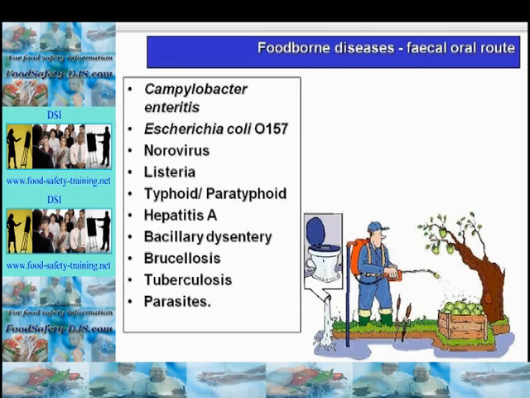Various types of foodborne diseases exist. Let's look at the bacteria and viruses that cause those diseases. The first one, and we'll go into these in some depth: Campylobacter enteritis, Escherichia coli O157, norovirus, Listeria, typhoid and paratyphoid, Hepatitis A, bacillary dysentery, Brucellosis, tuberculosis and parasites.